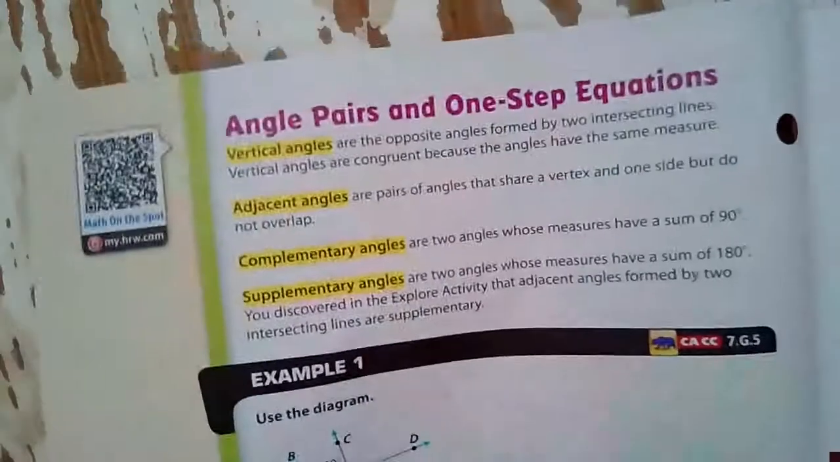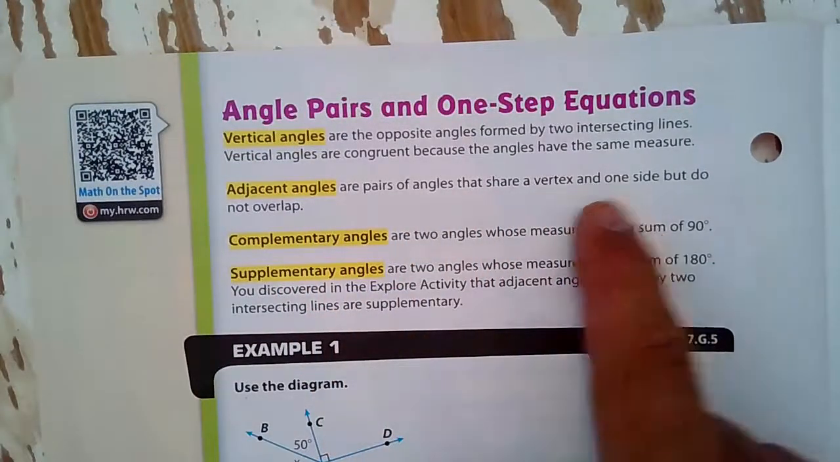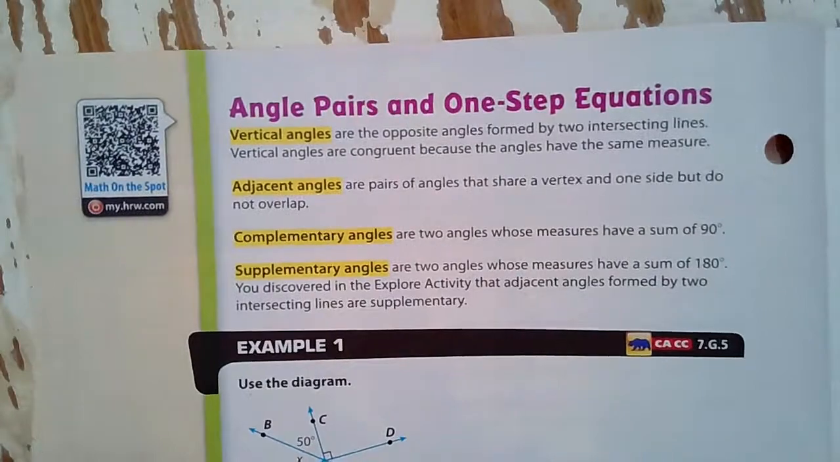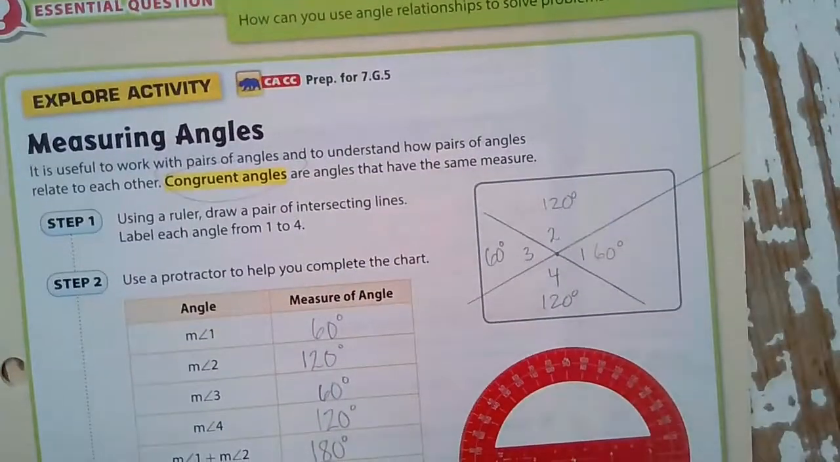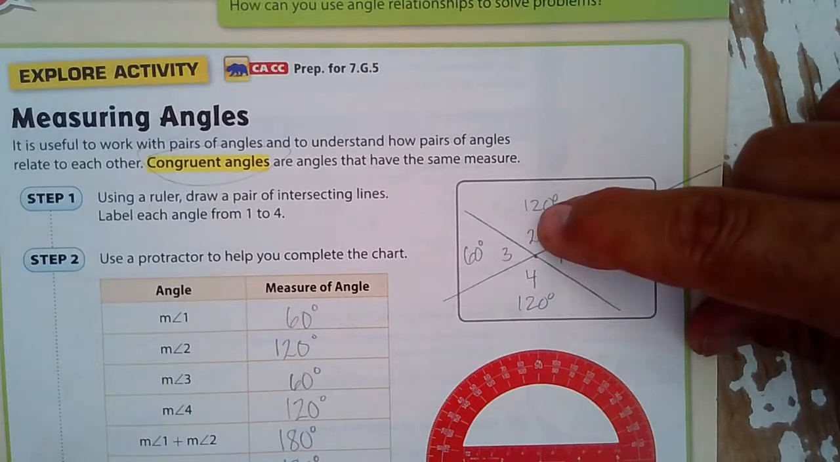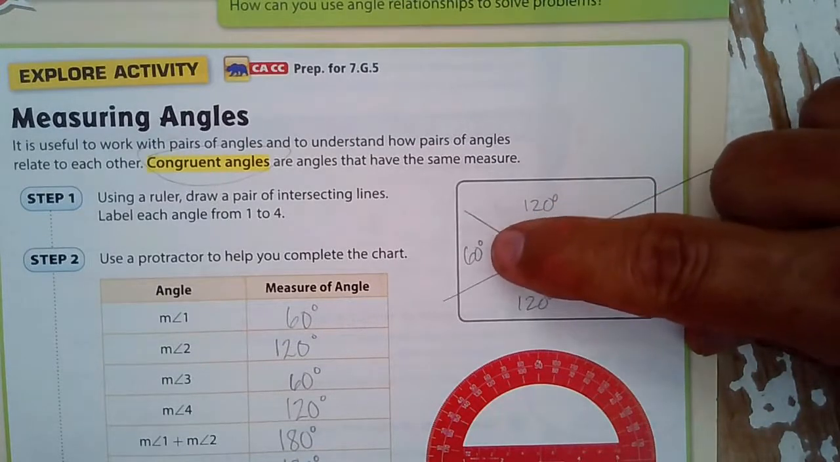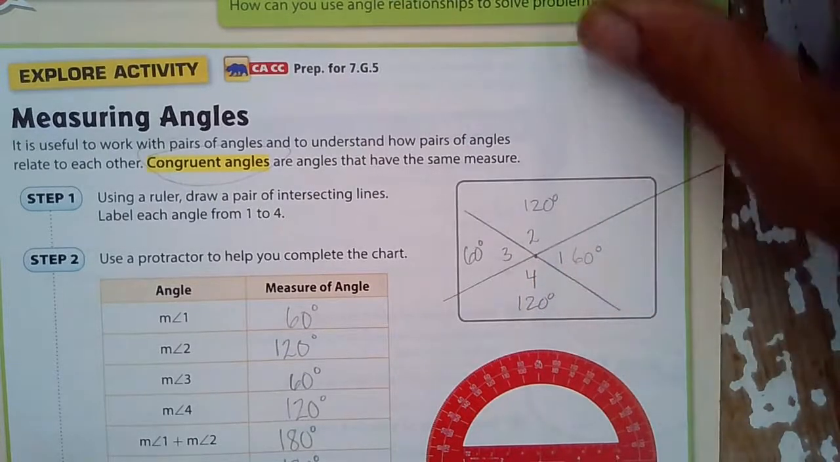Okay, next, adjacent angles. They share a vertex and one side but do not overlap. So they share a vertex, one side. So they're next to each other. If you're adjacent to someone, you are next to someone. So angle 1 is adjacent to angle 2. Angle 2 is adjacent to angle 3. Angle 3 is adjacent to angle 4, and angle 4 is adjacent to angle 1.